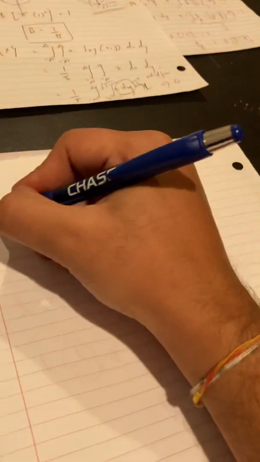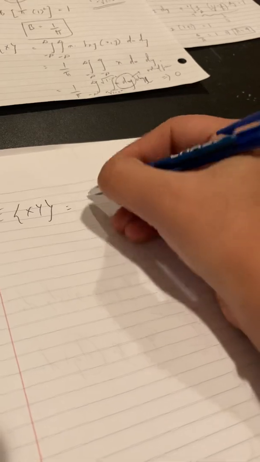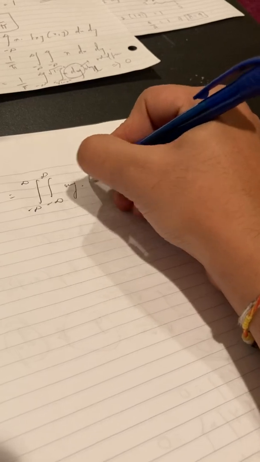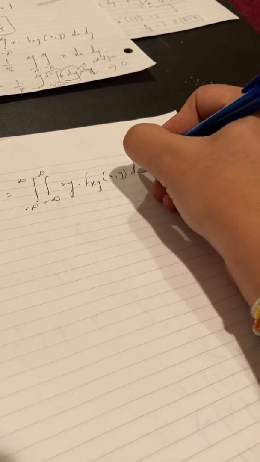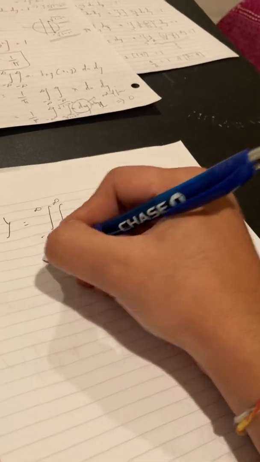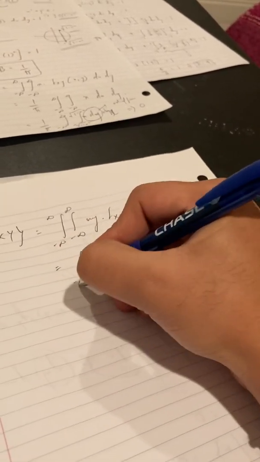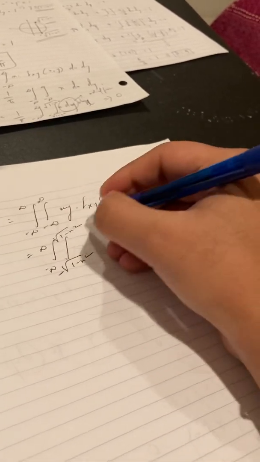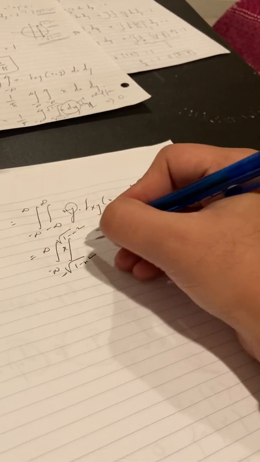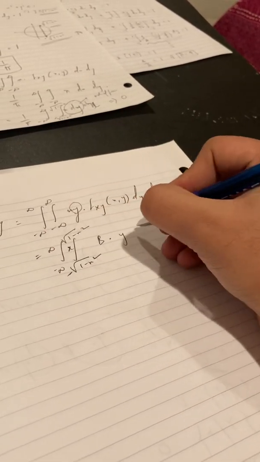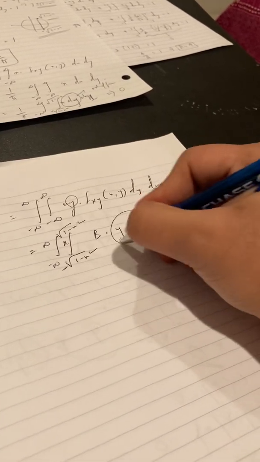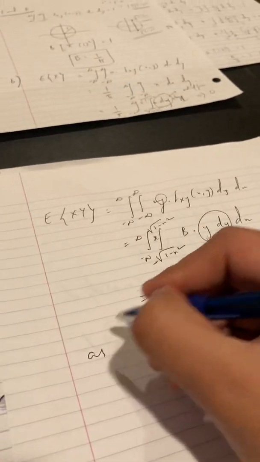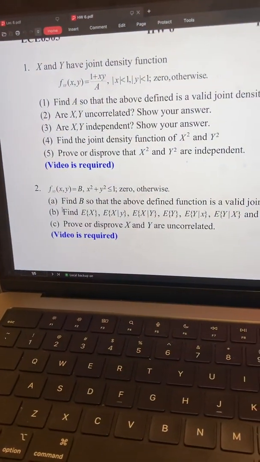Now look at E of XY, that is equal to the double integral of xy times f_XY(x, y) dy dx. This is equal to the integral from minus root of 1 minus x square to root of 1 minus x square. I'm first integrating y, so x is the thing, b into y into dy, and this is dx. Odd function, that implies that this is 0. In this way I've done part B.